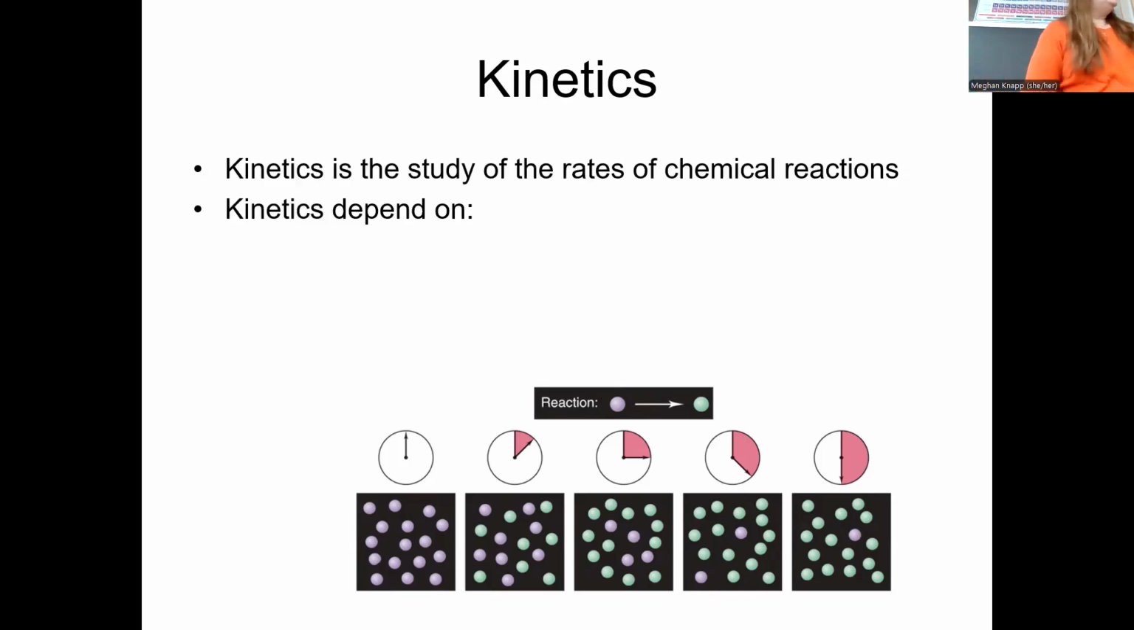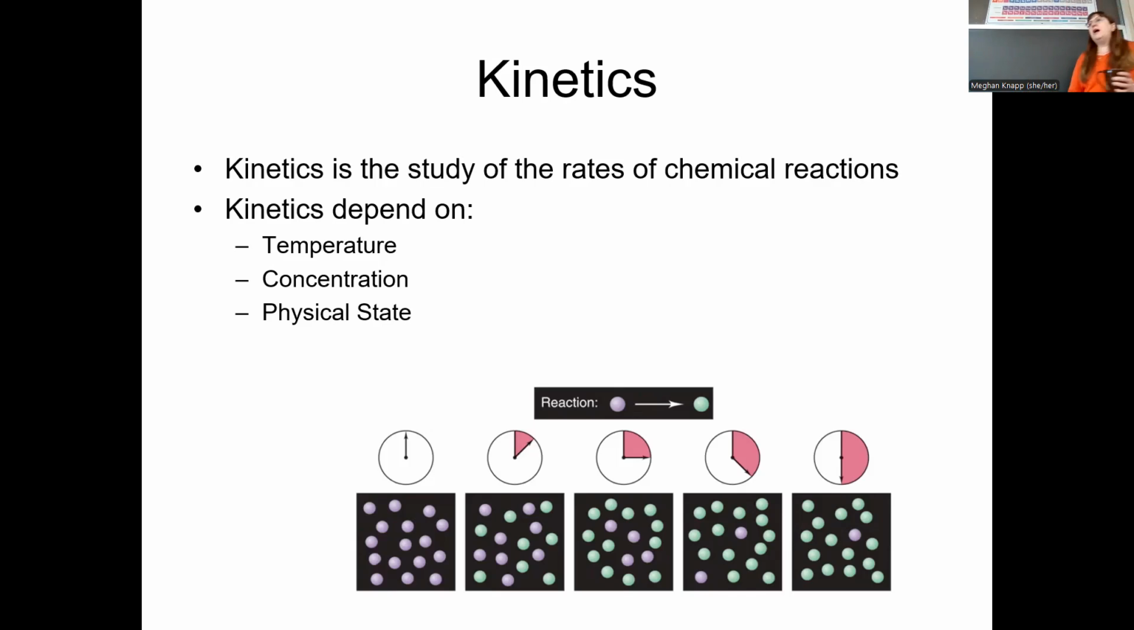How fast it goes is going to depend on a few things. The main ones we are going to concern ourselves with are temperature and concentration. So we'll get to temperature towards the end of the chapter. The first part of the chapter is really going to be a lot about the concentration, particularly of the reactants.